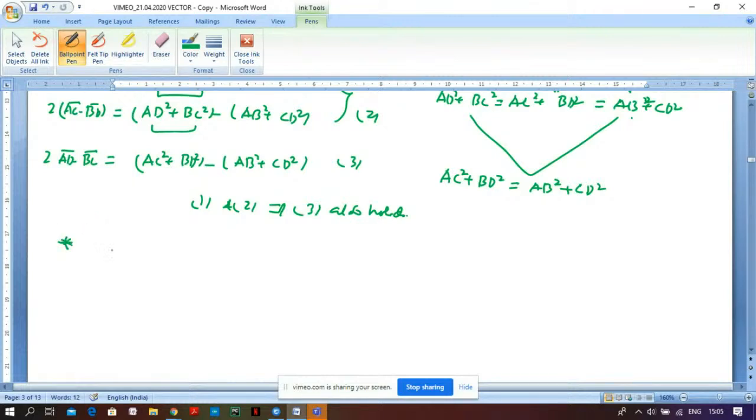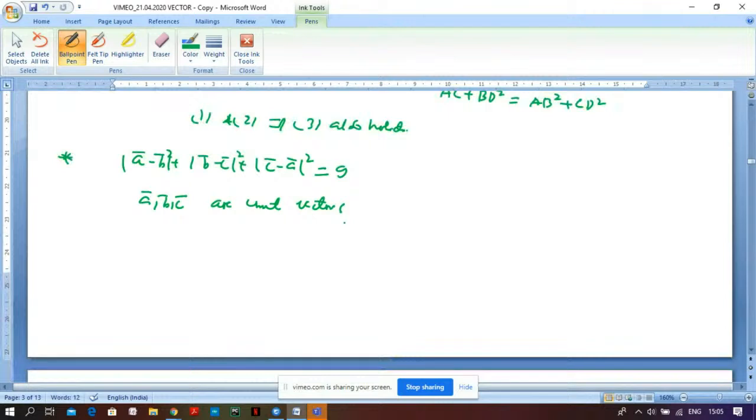Let me do some more problems on this. Now, given that |A minus B| squared plus |B minus C| squared plus |C minus A| squared is 9, and A, B, C are given to be unit vectors. That's a JEE Advanced problem. You have to find the modulus of 2A plus 5B plus 5C.